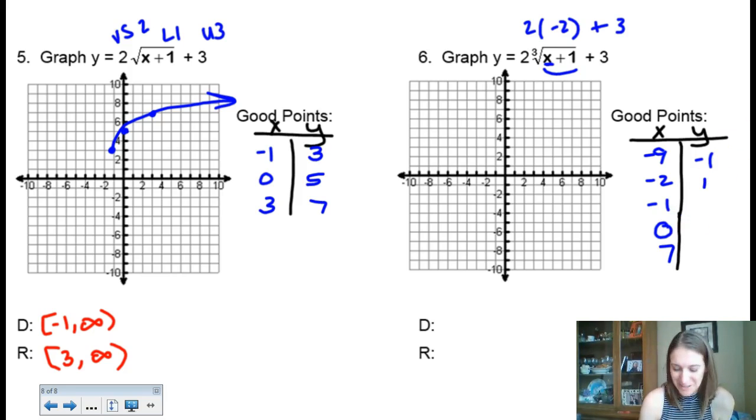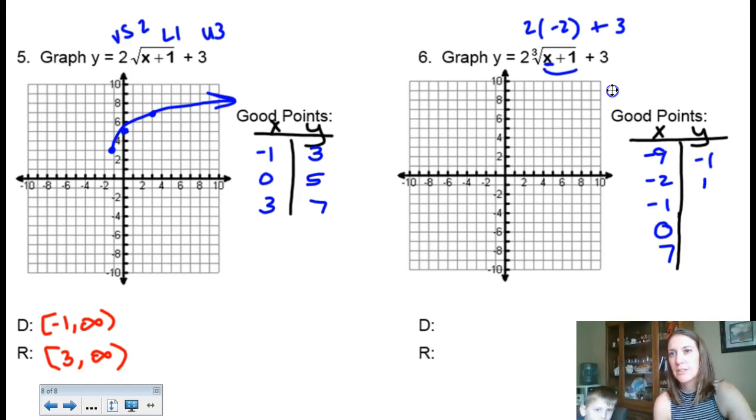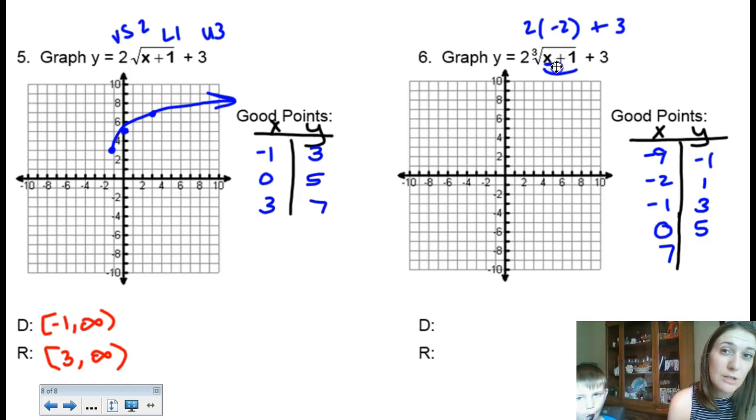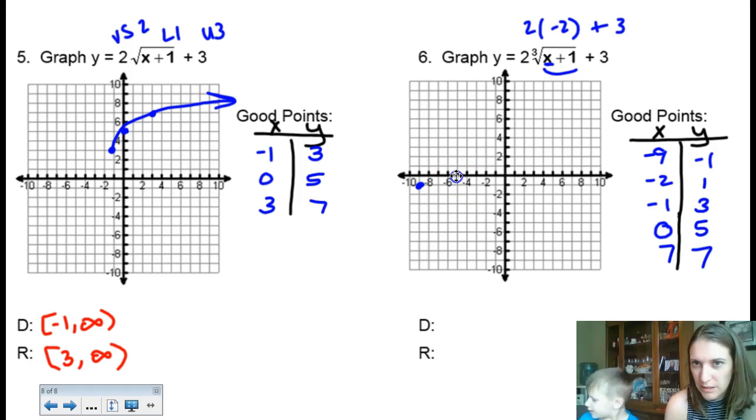All right, let's plug all these in. -1 plus 1 is 0. Cube root of 0 is 0. 2 times 0 plus 3 is 3. Okay, cube root of 1 is 1. 2 times 1 plus 3 is 5. And then cube root of 8 is 2. 2 times 2 is 4 plus 3 is 7. All right, that should be enough points, right?